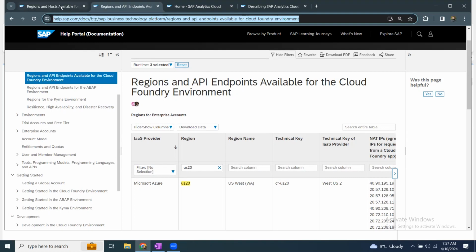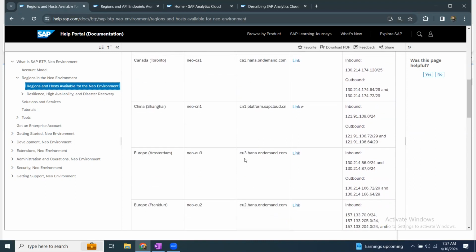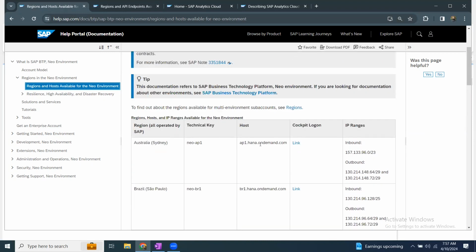You can also see the Neo service availability in the same URL help link. You can also find the numbers there. You can see just one digit after the region name, like CABR and US, etc. So you can clearly identify the difference between a Neo tenant and a Cloud Foundry tenant by looking at these host URLs as well.